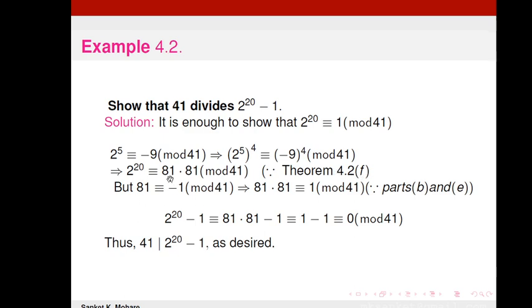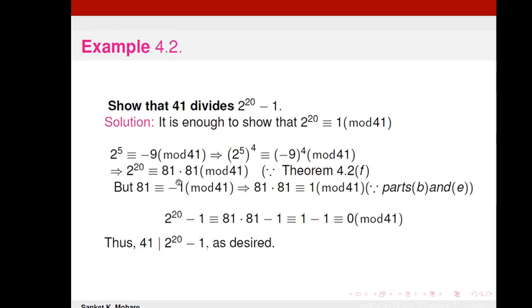Now 81 is congruent to minus 1 modulo 41. Why? Because the difference of these two integers, 81 minus minus 1, is equal to 82, and 41 divides 82. That's why 81 is congruent to minus 1. This implies 81 multiplied by 81 is congruent to minus 1 into minus 1 modulo 41. So 81 multiplied by 81 is congruent to 1 modulo 41 by properties B and E.